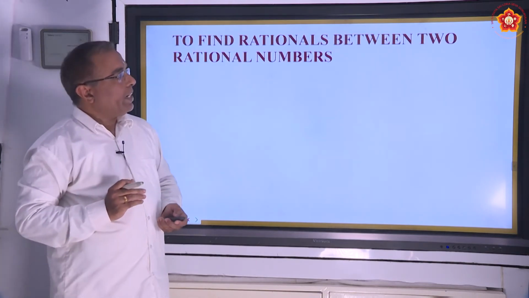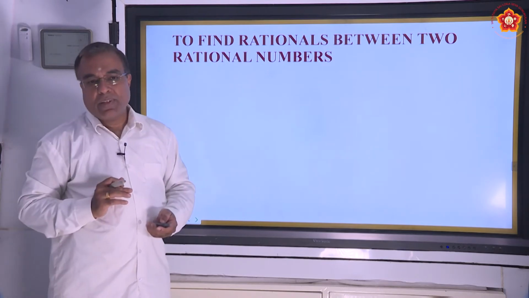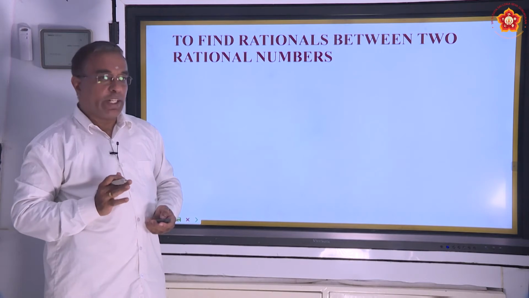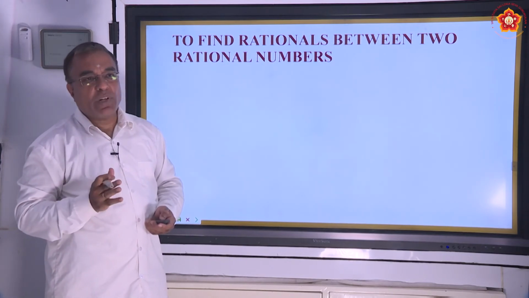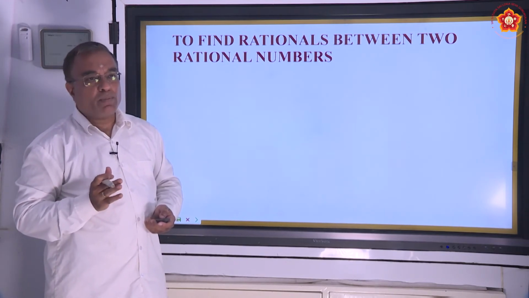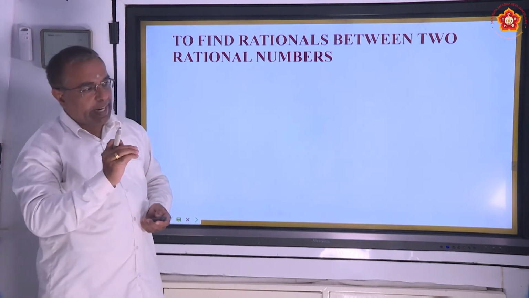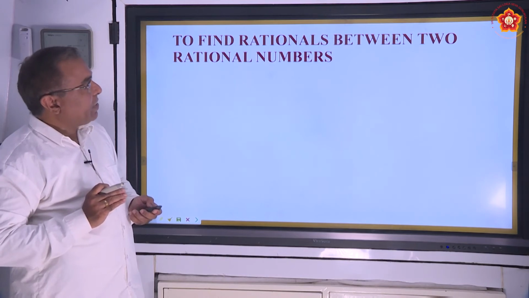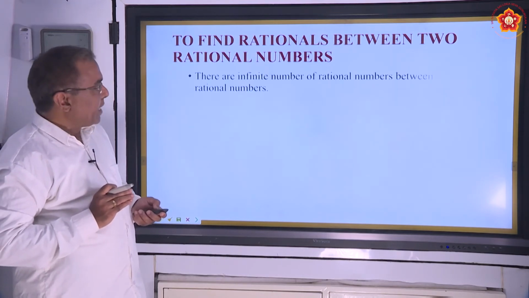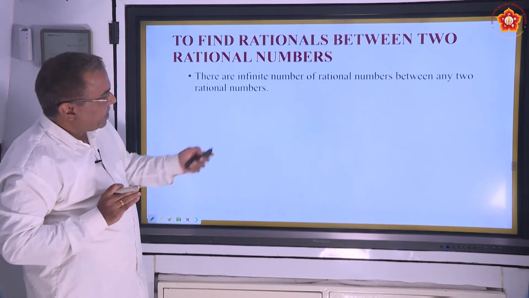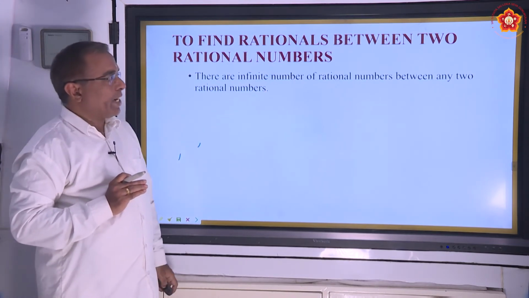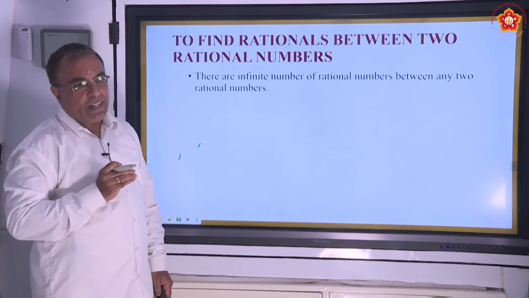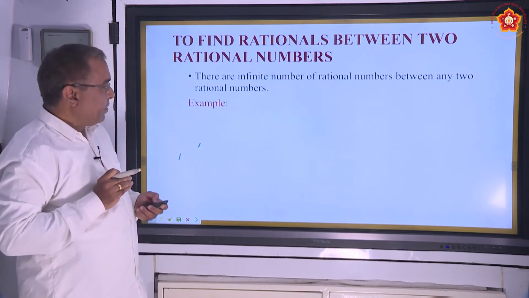Now let us discuss how to find rationals between any two rational numbers. Already we have seen in the last class that in between any two rational numbers there are an infinite number of numbers. Infinite means it is countless, we cannot come to an end. You have so many numbers between any two numbers. Now how to find rationals between any two rational numbers? There are an infinite number of rational numbers between any two rational numbers. You take any two rational numbers, you can always find infinite numbers between them.